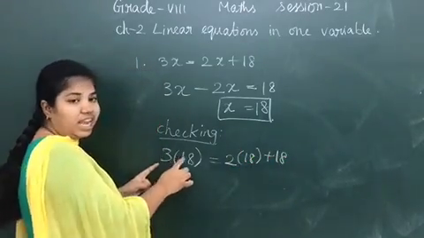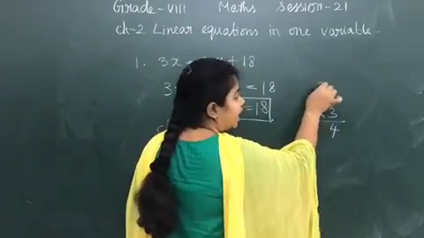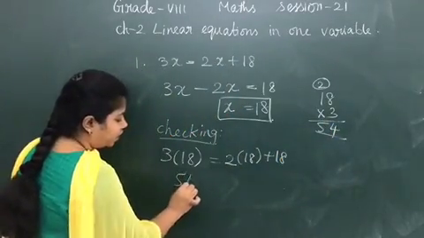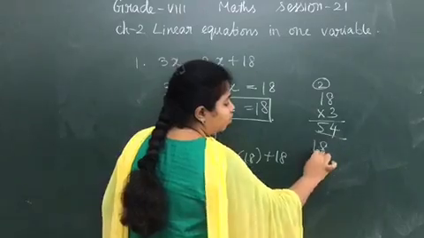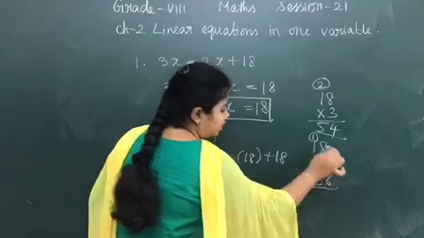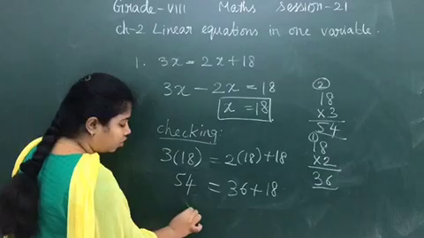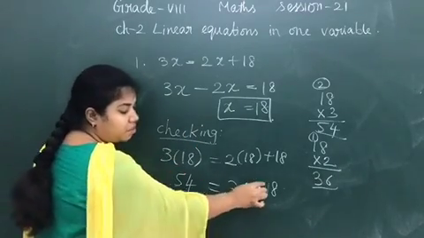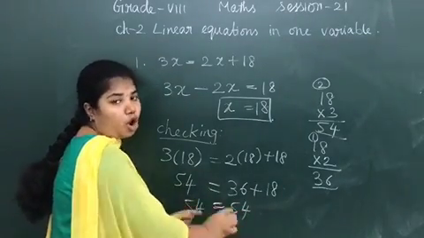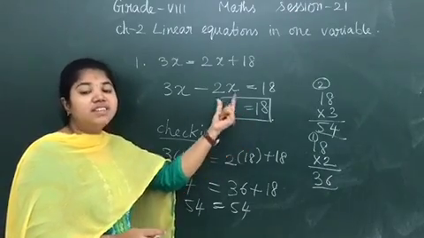Yes. So what is 3 into 18? Check what is 3 into 18. 18 into 3: 8 3s are 24, carry over 2. 3 1s are 3 plus 2, 5. So that is 54. 3 times 18 is 54. Then 2 into 18 is 36, plus 18. So here 54 is my answer. 36 plus 18 is 54. So my LHS is equal to RHS, which shows the answer I obtained is correct.